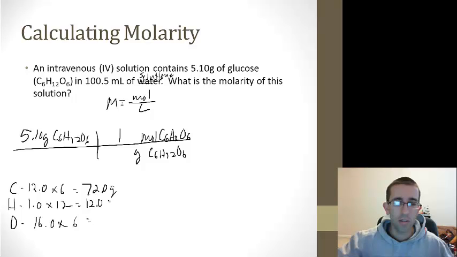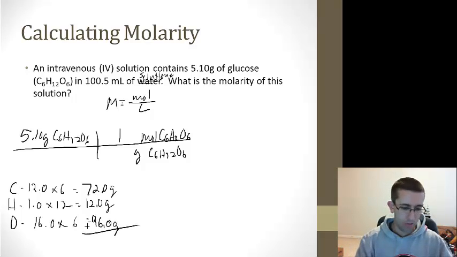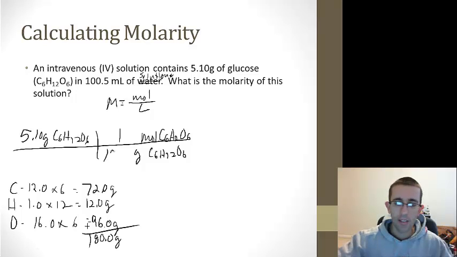12 times 1 is 12. And then 6 times 16 is 96. And then hopefully remember we're going to add all these up. So 72 plus 12 plus 96 gives us 180.0. And that's going to go here.